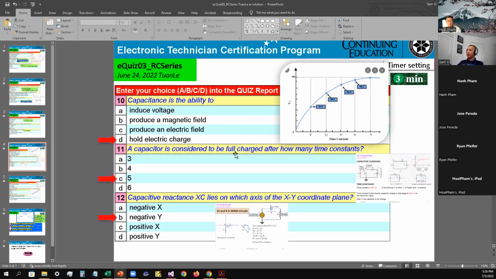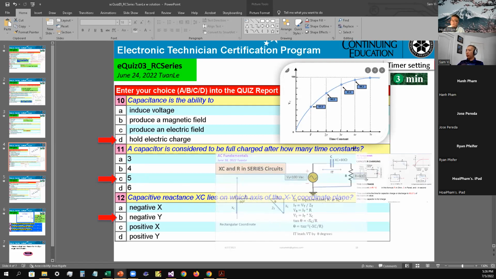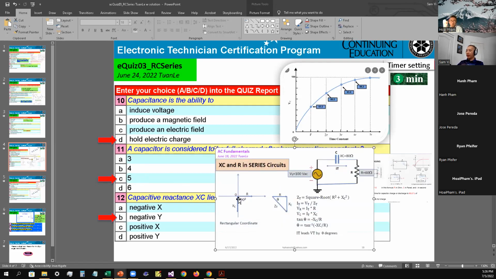Number 11, a capacitor is considered to be fully charged after how many time constants? You look at this one right here, it's got 100% right here, so therefore it's 5 time constants. So the answer is C as in cat for number 11. Number 12, the capacitive reactance XC lies on which axis of the XY coordinate plane? Okay, mainly it's going to lie on the Y axis. As you can see right here, XC lies on the negative Y plane. So negative Y. So the answer is B as in Bob for number 12.